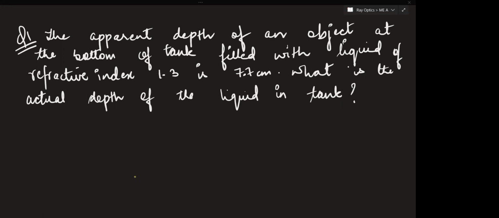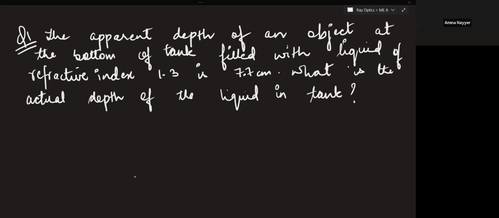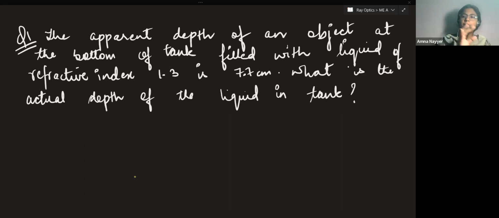See, the apparent depth of an object at the bottom of the tank filled with liquid of refractive index 1.3 is 7.7 centimeters. It means the apparent depth of the object is given to you. Apparent depth is already provided. What is the actual depth of the tank? So real depth you have to calculate. Apparent depth is given to you. Refractive index is also given. So I think this is a very direct question.